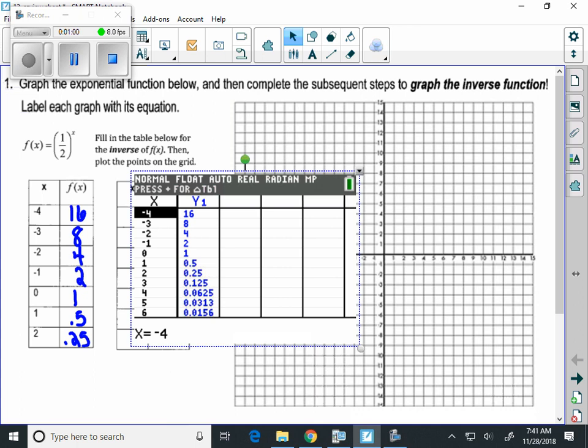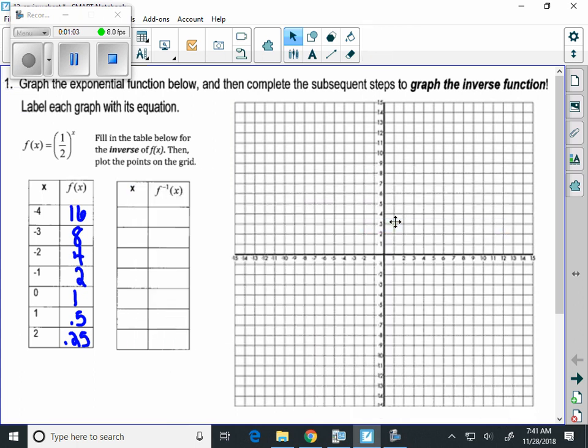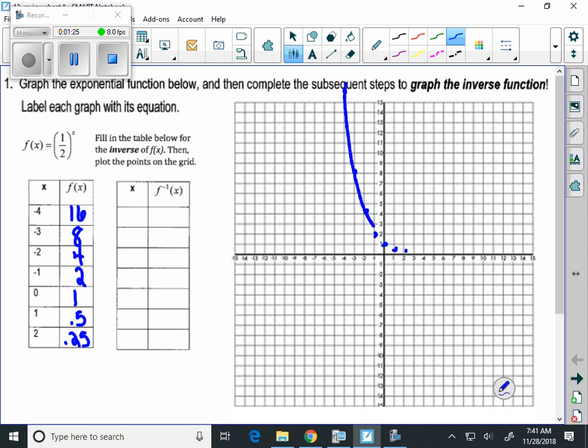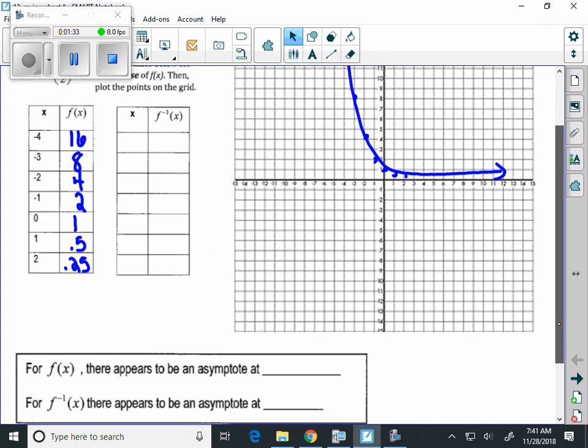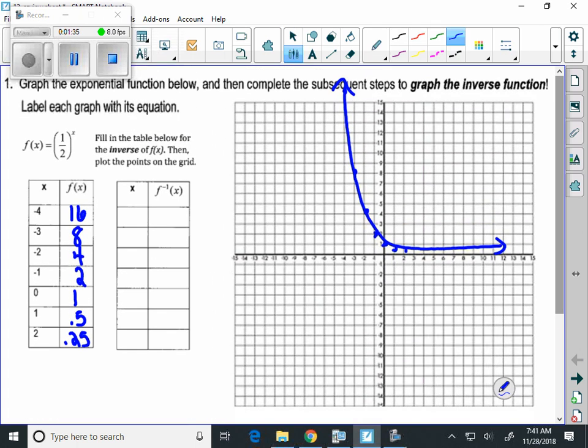And once we have that table, we can fill this in. Negative 4, 16 is going to go off the graph here, but negative 3, 8, negative 2, 4, negative 1, 2, 0, 1, 1.5, 2.25. So we get this picture, the same picture that we saw on our screen. And this function here is our f of x.